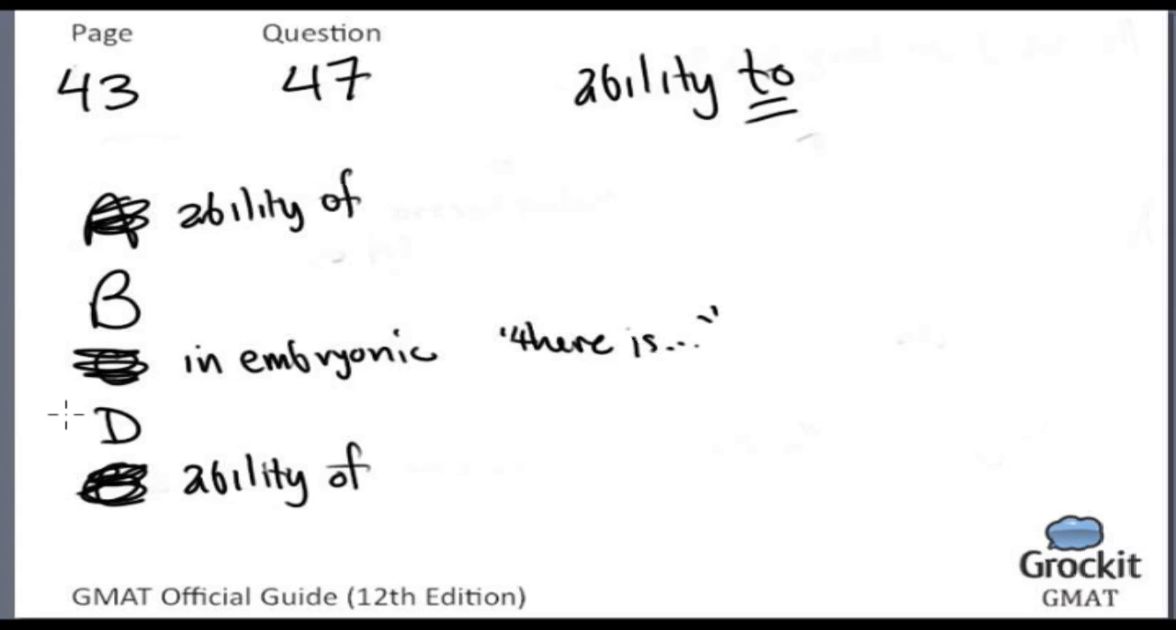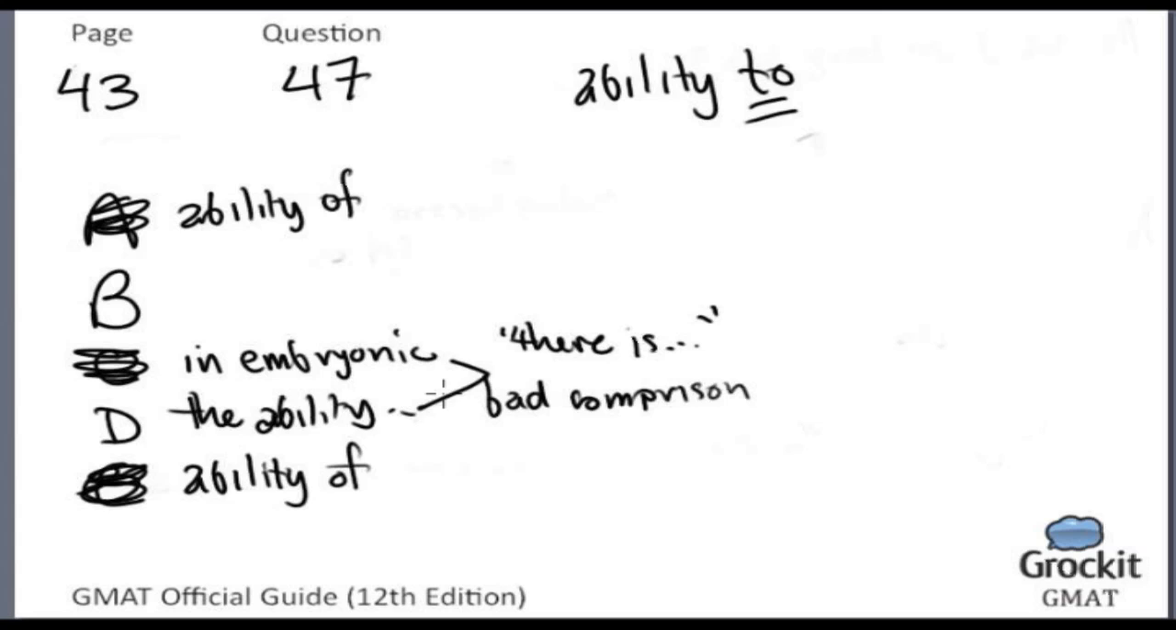Choice D, the ability to develop themselves. Okay, so we cannot compare embryonic germ cells to the ability. That is a bad comparison. Actually, both of those are bad comparisons. I left the word a out of comparison. That's another bad comparison. Anyway, choice D cannot be right.